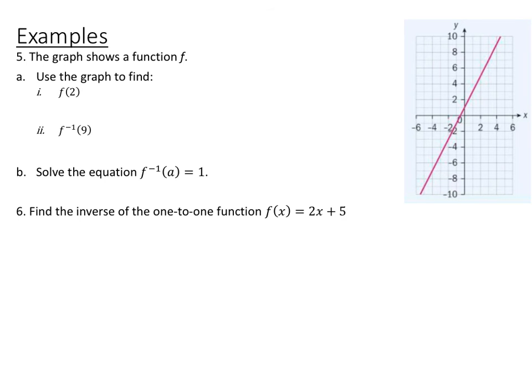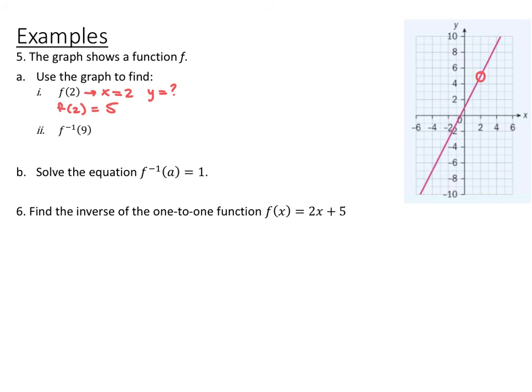So here's an example where we have a graph of f, and we want to use the graph to find f of 2 and f inverse of 9. So go ahead and do part a-i first. Pause the video and find f of 2. If we look at the graph, this is saying when x is equal to 2, y is equal to what? So we go over here, and when x is equal to 2, y is equal to 5, or f of 2 is equal to 5.